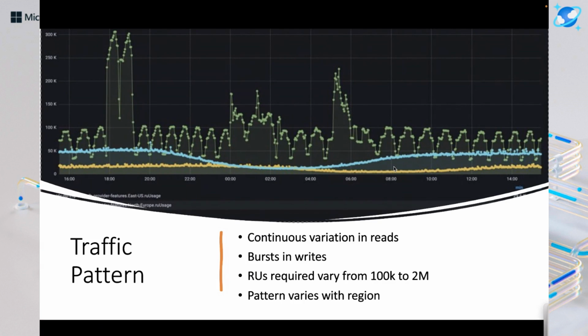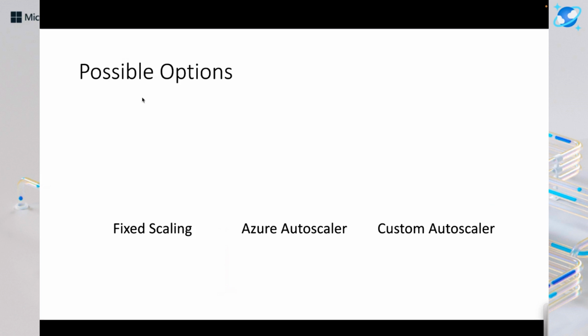And typically we have seen that the load on our Cosmos DB can vary. The required RUs can vary right from something like 100K at a time to even 2 million. There could be multiple jobs running, and there could also be very high QPS on the read side. Therefore, this is the traffic pattern.